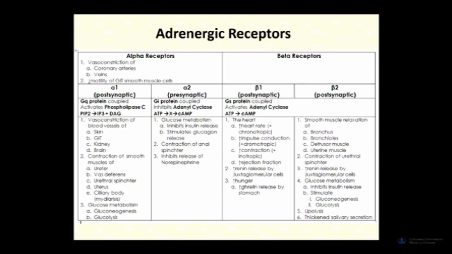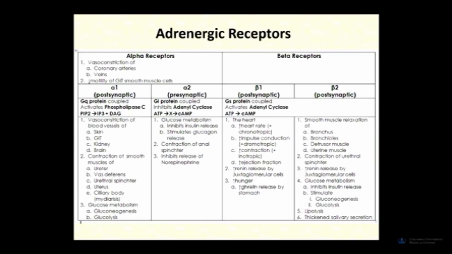And then smooth muscle of the ureters, of the vas deferens, of the urethral sphincter, of the uterus, of the ciliary body, causing constriction of the pupils. And then glucose metabolism. Stimulation of alpha-1 receptors enhances the production of glucose and the breakdown of stored glucose. Alpha-2 receptors, you see pretty much wherever you see norepinephrine releasing onto alpha-1.